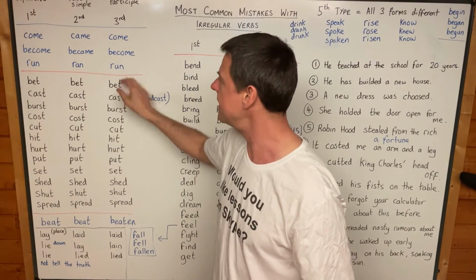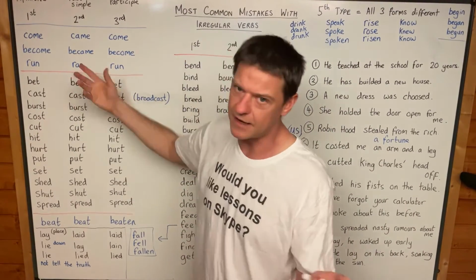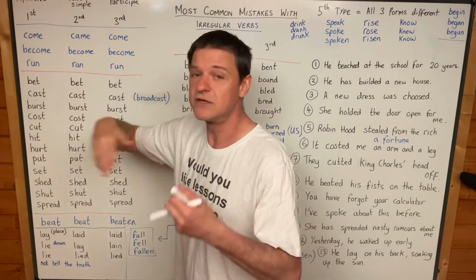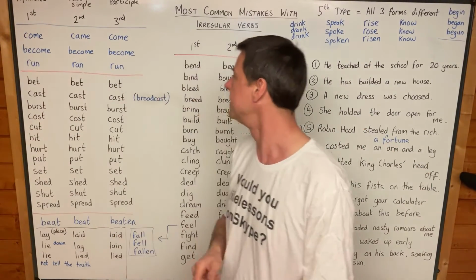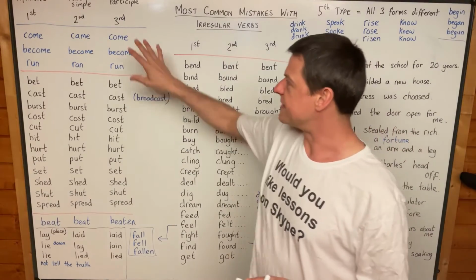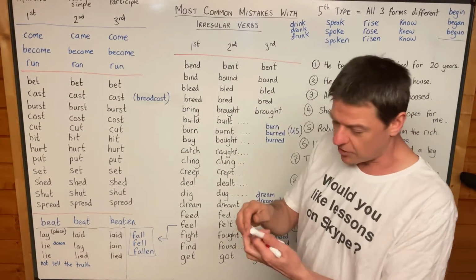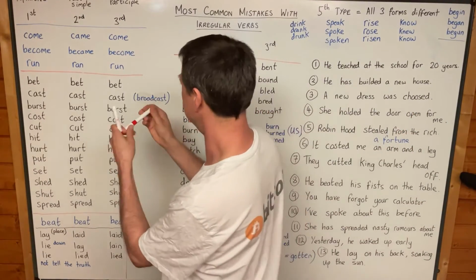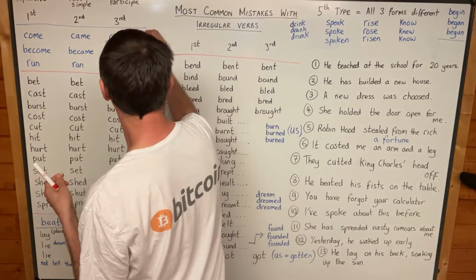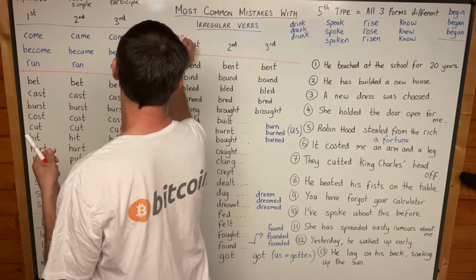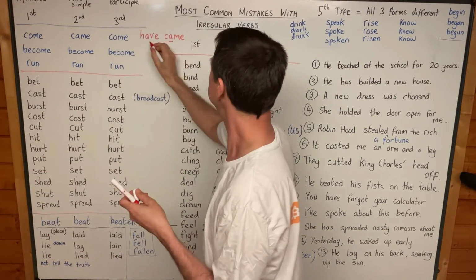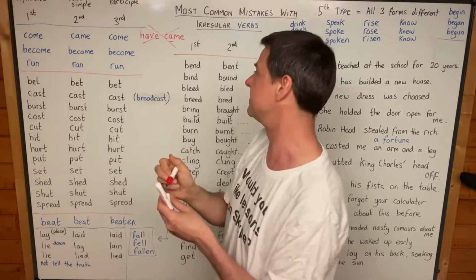Have run, yeah, but yesterday I ran a marathon, yeah, and we say to run, yeah, if we're using to plus infinitive, to run, to become, to come, okay? As I say, that's very different from here, and the most common mistake, and I'll put it up in red on the board, the most common mistake is to say something like have came. That is wrong, yeah? To use present perfect like that with an A there instead of an O is completely wrong, and it's the most common mistake.